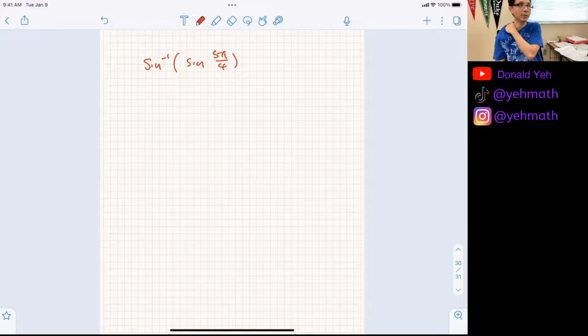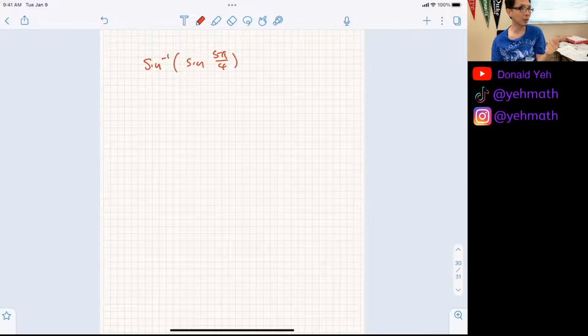Most of the lazy smart students usually have a tendency to say, yeah, I'm smart, sine inverse and sine cancel out, the answer is 5 pi over 4. And I'm like, yes, mark it wrong, just because they didn't pay attention. There was a restriction.